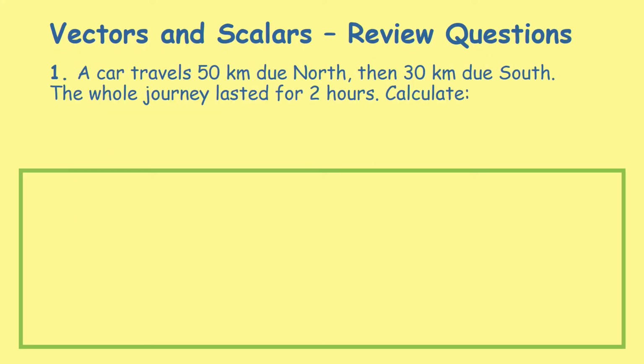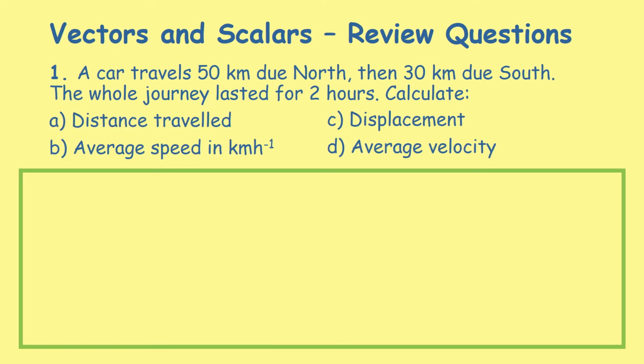Here are some review questions for us to look at. Question 1. A car travels 50 kilometers due north and then 30 kilometers due south. The whole journey lasted for 2 hours. Calculate A, the distance travelled, B, the average speed in kilometers per hour, C, the displacement, and D, the average velocity. First of all, let's look at part A.